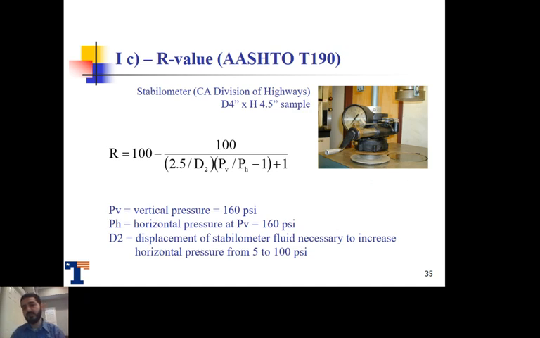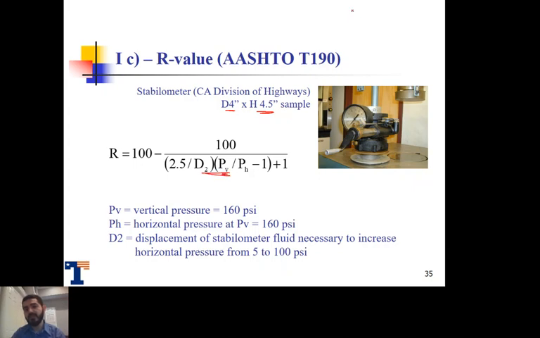So this is the real sample here, the real equipment. The sample is in the middle. We apply vertical pressure, and then we measure the horizontal pressure as well as displacement. This displacement is the displacement of stabilometer fluid necessary to increase the horizontal pressure. The sample diameter is 4 inches and the height is 4.5 inches, and we apply a known vertical pressure, which is PV.